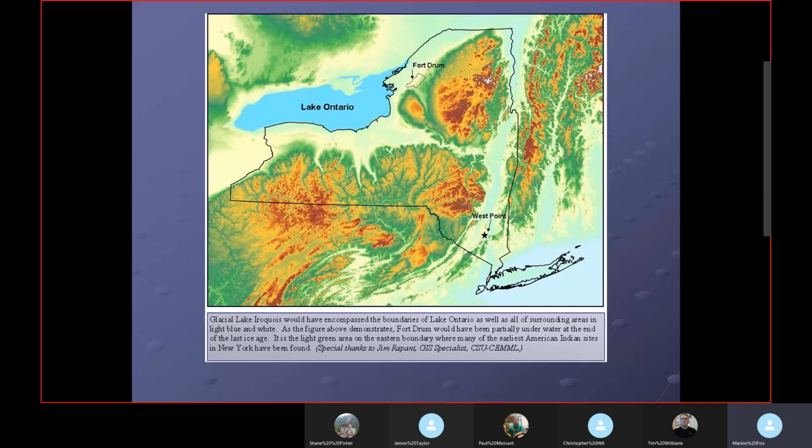So now here's Glacial Lake Iroquois, and there's present Lake Ontario. And so this flooded down through here, the Hudson River, and cut the channel.